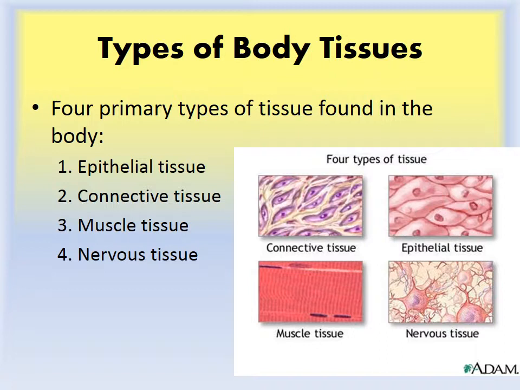We've already talked about epithelial tissue. We've already talked about connective tissue. This one we're going to talk about muscle tissue, and we're going to be skipping the nervous tissue within this lecture because the nervous tissue and its function will be covered in another module.